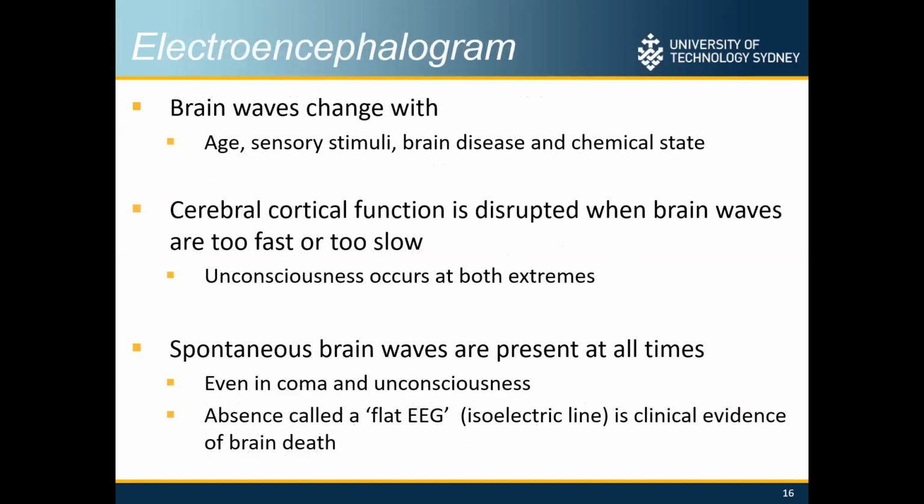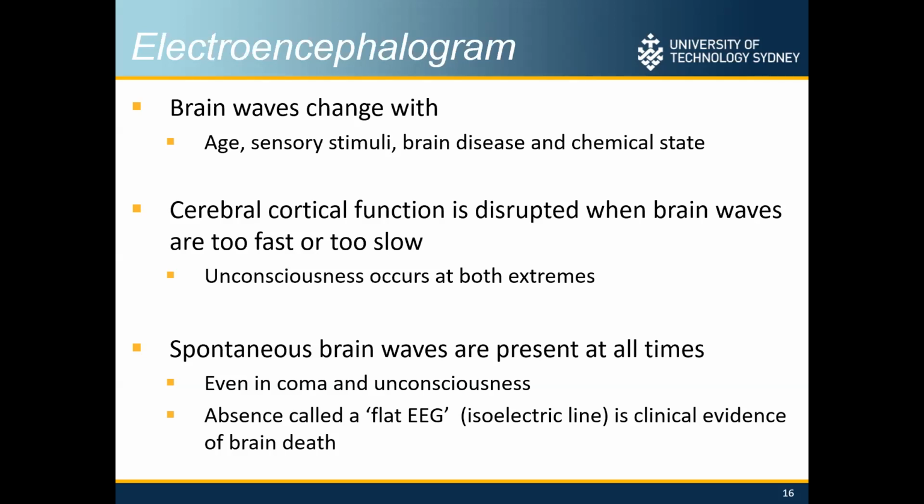It is important to note that brainwaves can change according to specific factors. So in this case, you have age, sensory stimuli, brain disease, and also chemical state. Okay. And usually cerebral function is disrupted when brain waves are too fast and too slow. So in this case, when your brain waves are too fast, it can often lead to the onset of unconsciousness. And at the same time, when the cerebral cortical function is too low, this can also lead to the onset of unconsciousness as well.